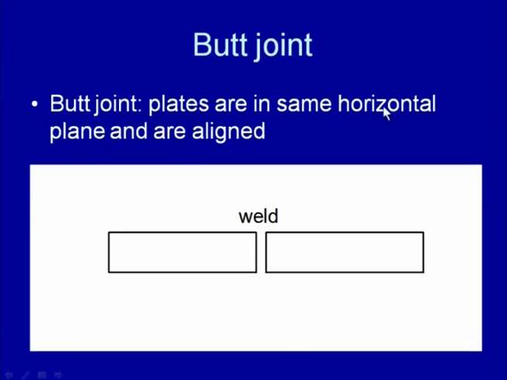So, for the butt joint, plates are kept in the same horizontal plane and aligned together, and the weld is made by fusion of the faying surfaces of the two plates to be joined.